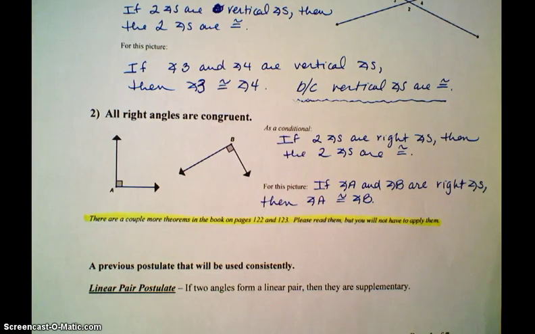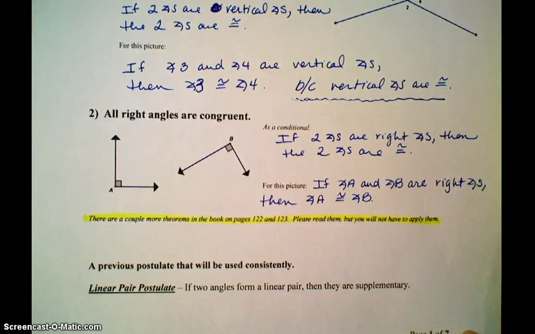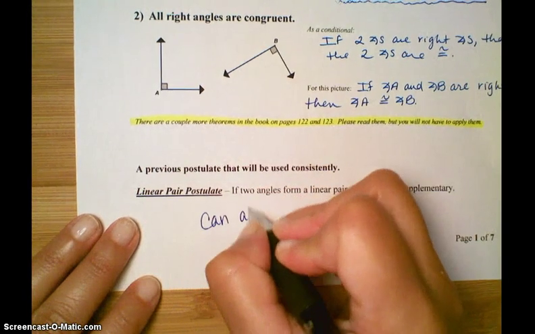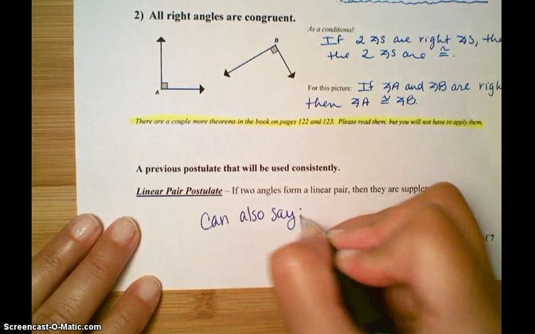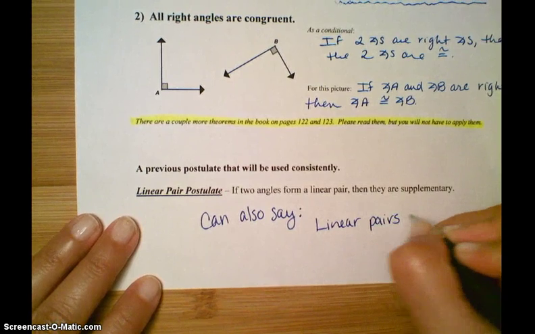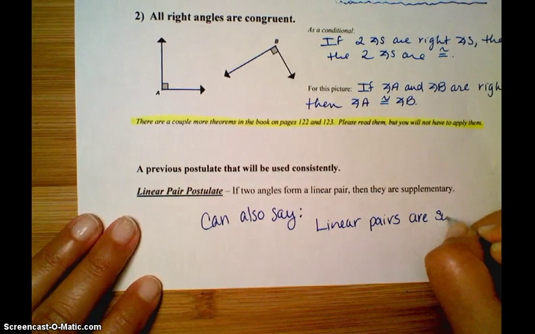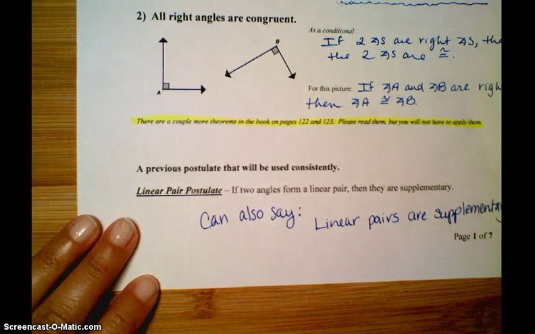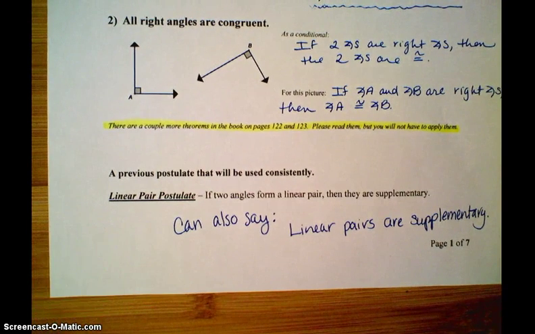On the bottom of the page here, we have the linear pair postulate. This has been introduced previously. We've used it in different problems, but it's going to come in handy for proofs. And it says, if two angles form a linear pair, then they are supplementary. You can also say, and this may be a shorter way to write it in proofs, that linear pairs are supplementary. Okay, so we're going to stop here and go on to page 2.